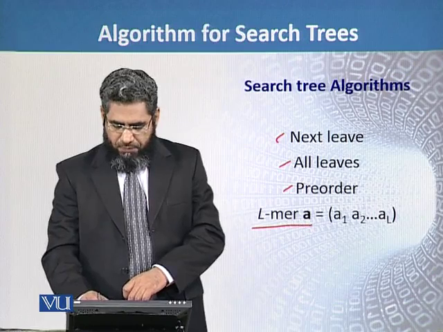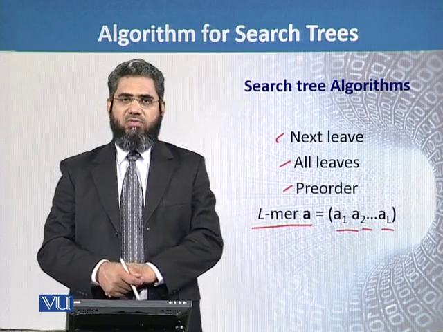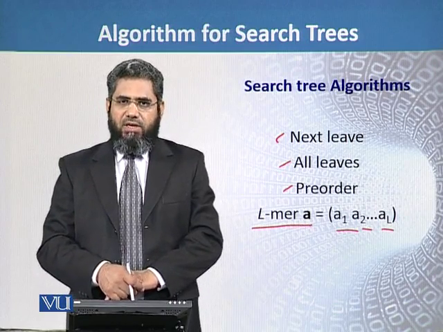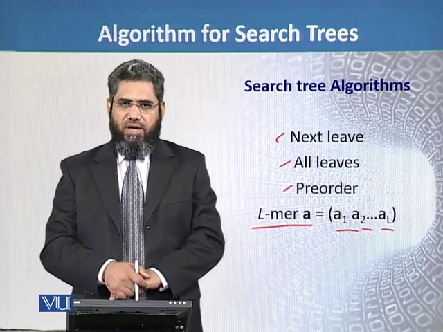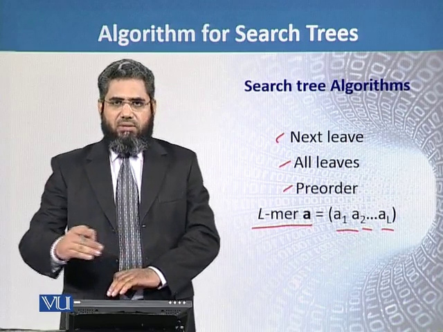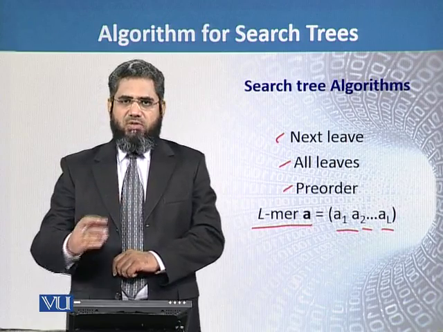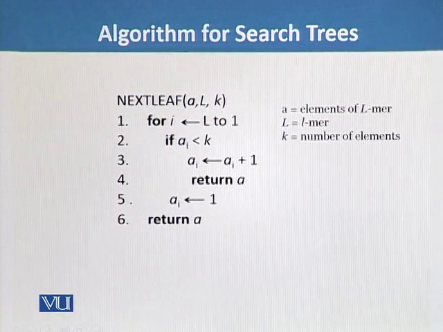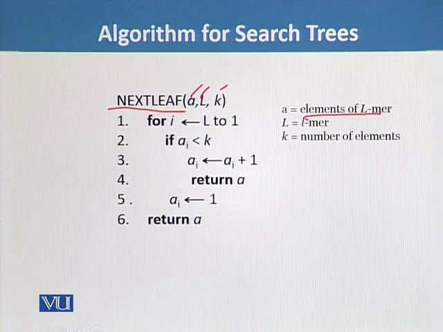In this algorithm, consider L-mers. It goes from A1 to the end of the last alphabet in the L-mer, and then it jumps to the next L-mer. So it jumps from one L-mer to the next L-mer and counts the various strings. So this is the first algorithm, the next leaf algorithm, in which we consider a, L, and K, where a is the element of L-mers, L is the size of the L-mer, and K is the number of elements within the L-mers.